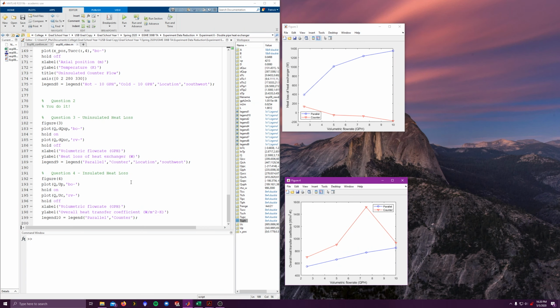Alright, so now we have question 3 and question 4. Again, for question 2, I'm not going to go over that because it's the exact same logic as question 1, except this time it's for the insulated configuration.